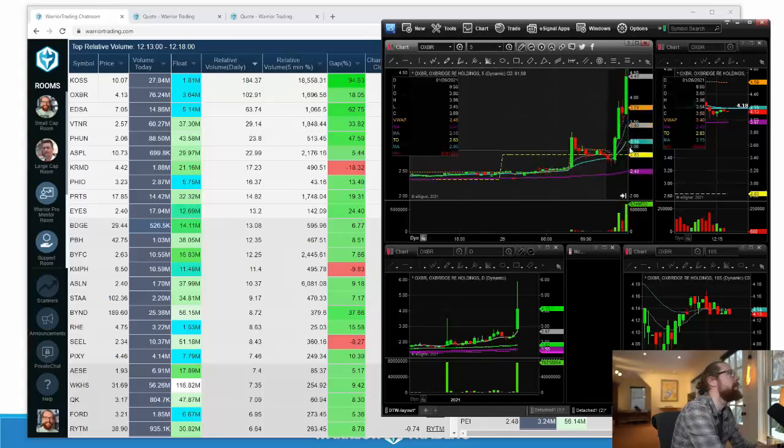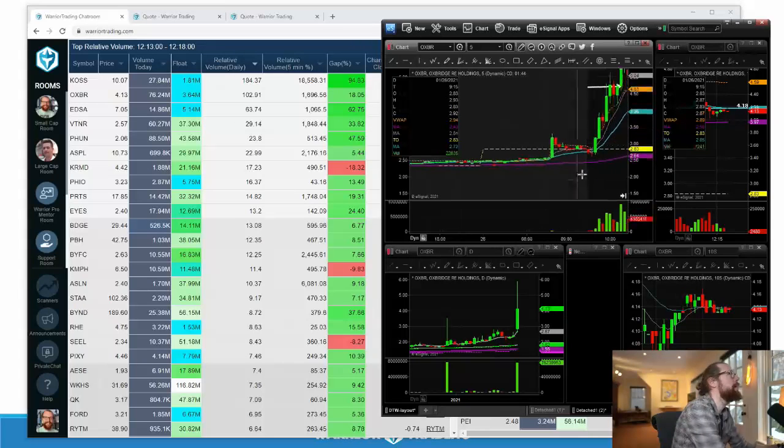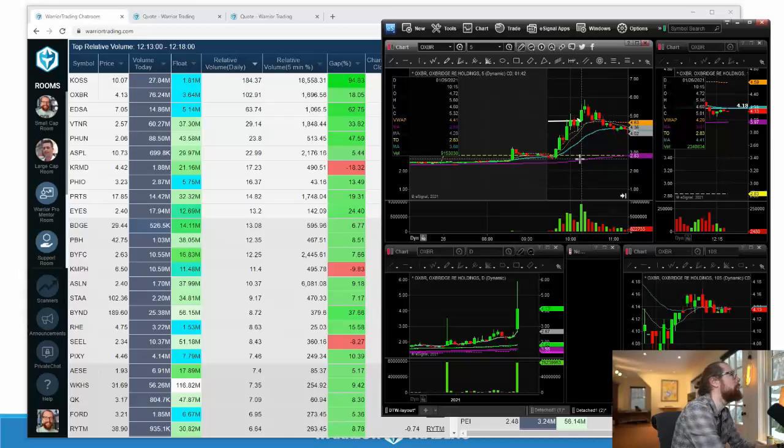But then all of a sudden it starts to rip up. It's hitting our high day Momo scanner. And then I'm jumping in. And of course, the relative volume was pretty high on it.